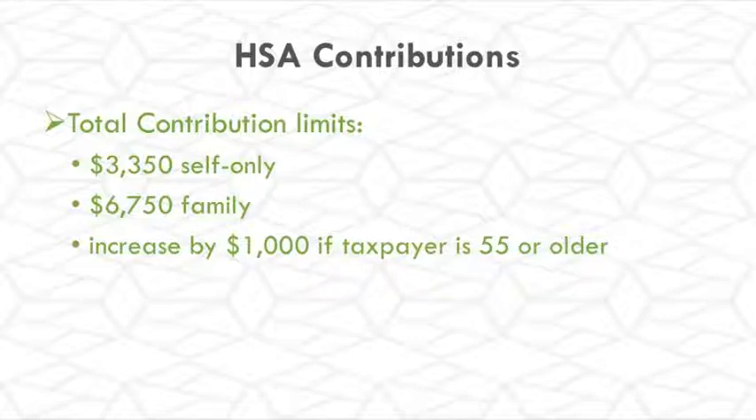Now, there are limits to the amount that someone can contribute to an HSA account. And currently, for tax year 2016, those limits are $3,350 for self-only HSAs and $6,750 for family HSAs. And you can increase these contribution limits by $1,000 if the taxpayer is 55 or older.